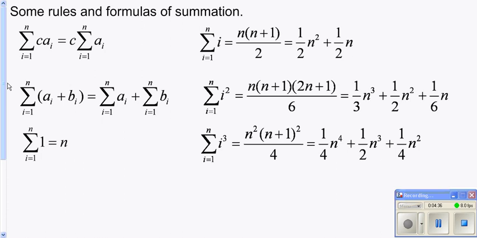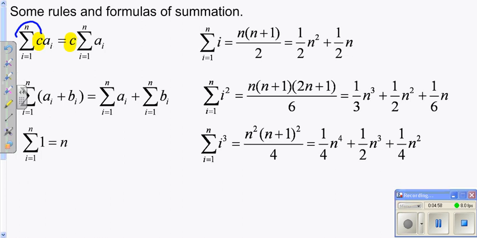Here we have some rules in dealing with summation notation. Now, our C right here is referred to as a constant. Basically, it's saying, if you have a constant, just pull your constant out in front, and that's what we're doing. So if you have a constant times your function, pull your constant in front.